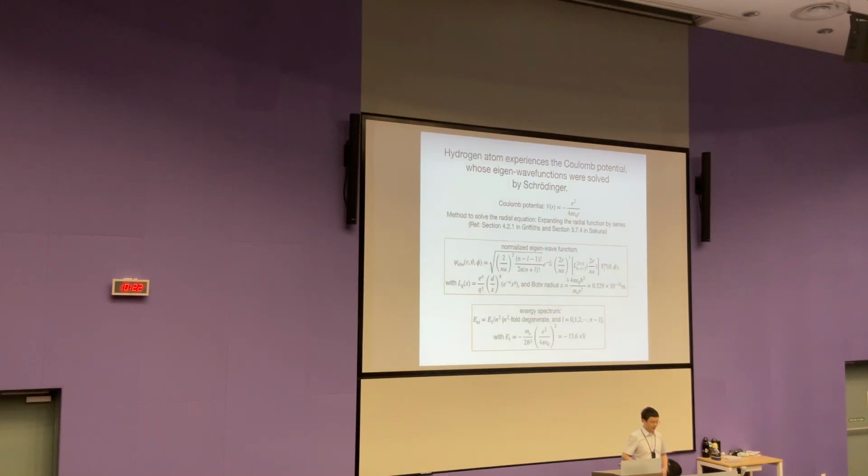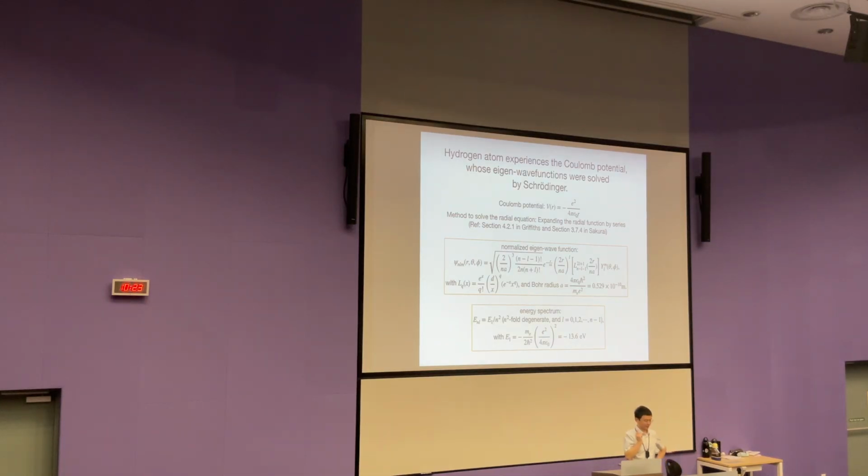Now let's look at a very important example. That is the example of a hydrogen atom, which is the simplest atom, the first atom in the periodic table of chemical elements. It has only a proton and an electron. The proton is very heavy compared to the electron, so we can assume the proton is just sitting there without doing anything, and the electron is moving under this Coulomb potential.